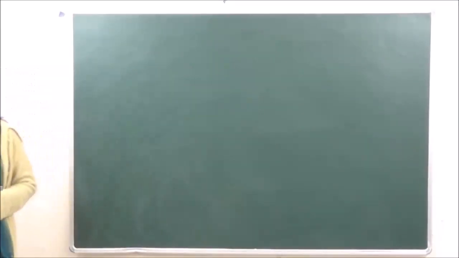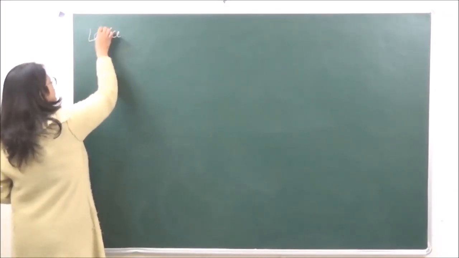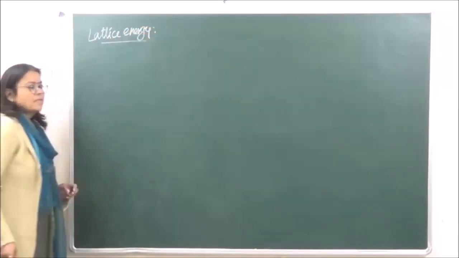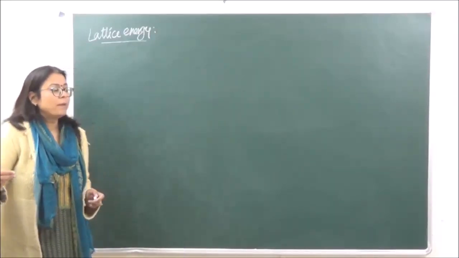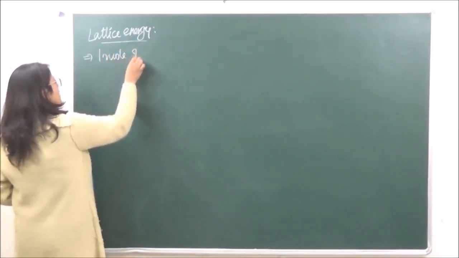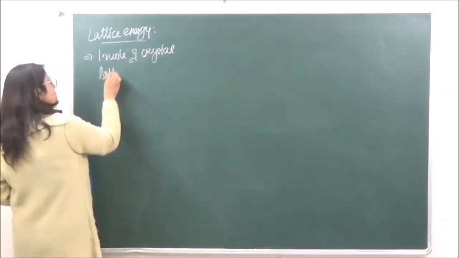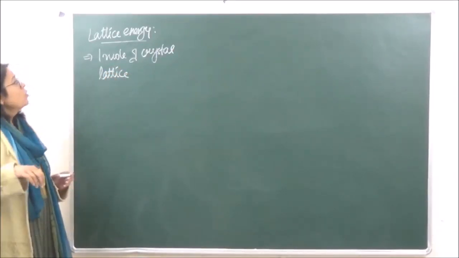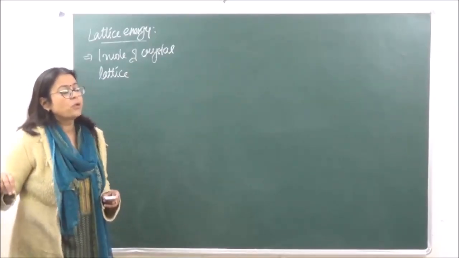Now what do we understand by, first of all, lattice energy? This topic we have also done when we were doing covalent bonding, chapter 4 of class 11. So what is lattice energy basically? It is the amount of energy required to break 1 mole of crystal lattice. Okay? So if we are breaking a crystal lattice, in that case the value of lattice energy is going to be positive.